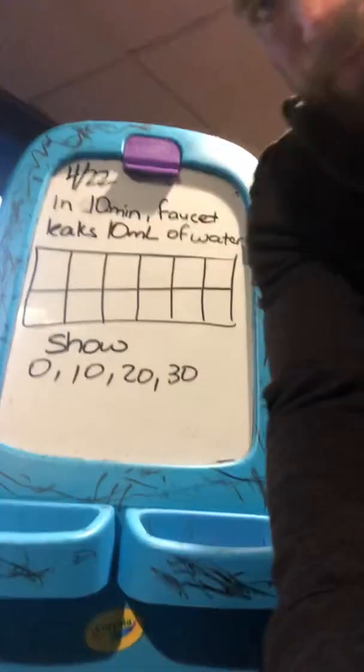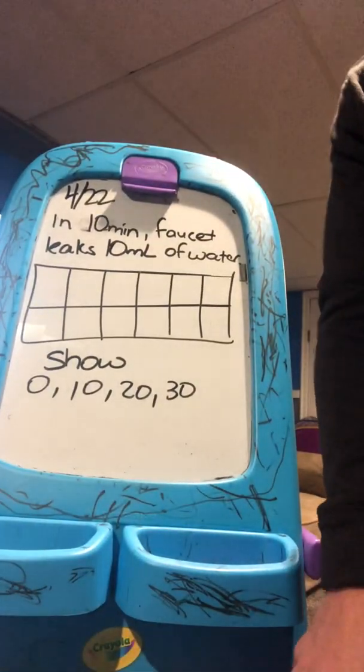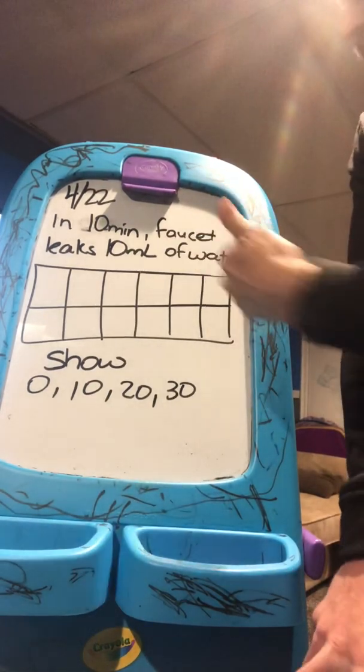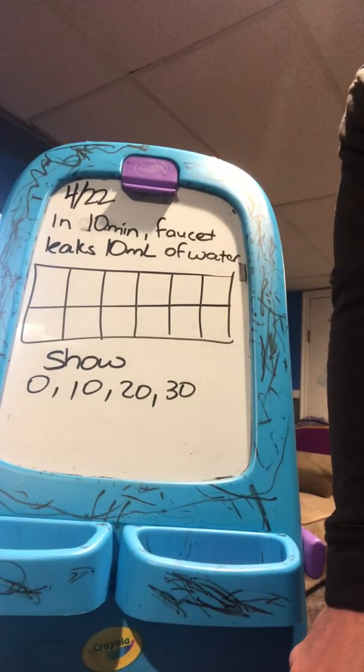So first I'm going to take the questions that I gave you today and I'm just going to change the numbers a little bit to show you kind of what you're supposed to do. So I wrote down that in 10 minutes a faucet leaks 10 milliliters of water.